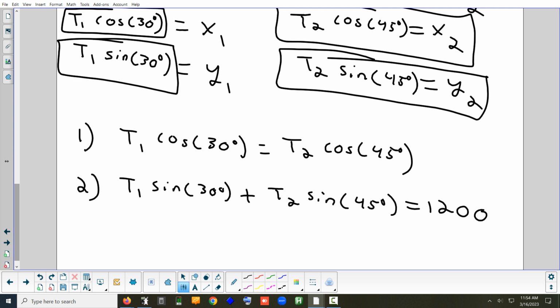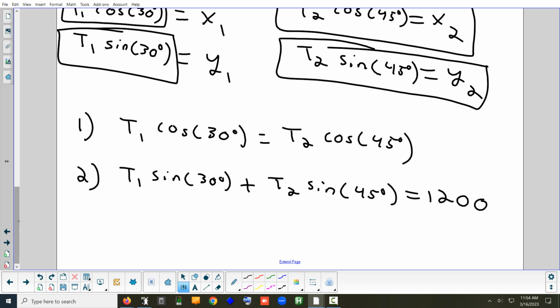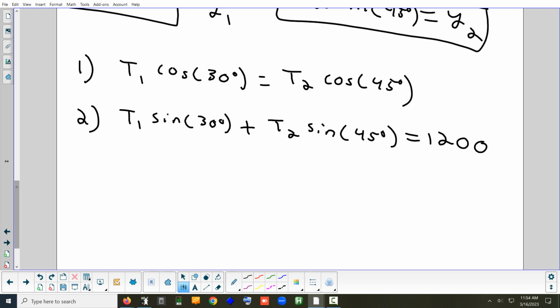I think some people get confused because they see all these sines and cosines. Remember, these are just numbers. They're just numbers. So we want to solve this with substitution. That's the easiest way. Which equation here do you think is the easiest to get either the T1 or the T2 by itself? Which one? Number 1. Yeah, I'd say equation 1 because you can just do one thing. And you can choose if you want T1 or T2 alone.